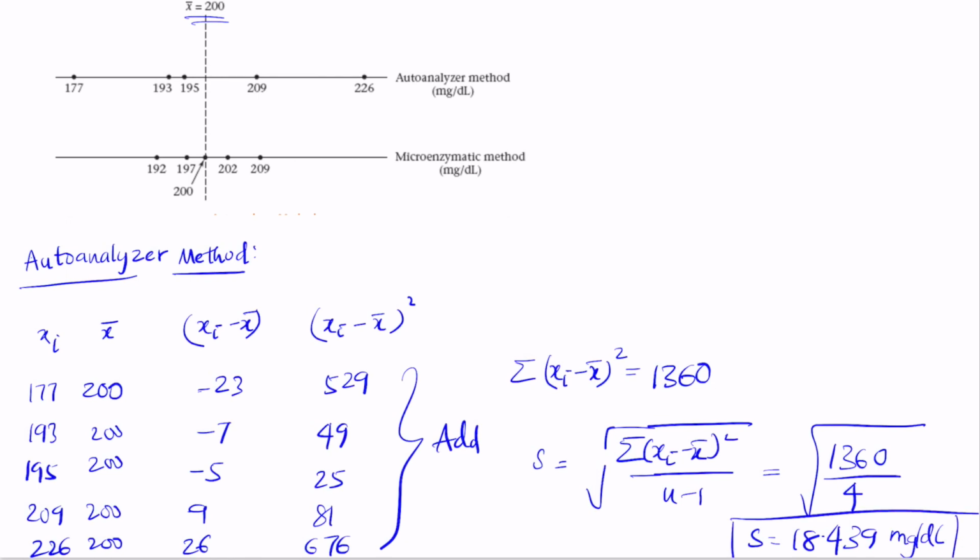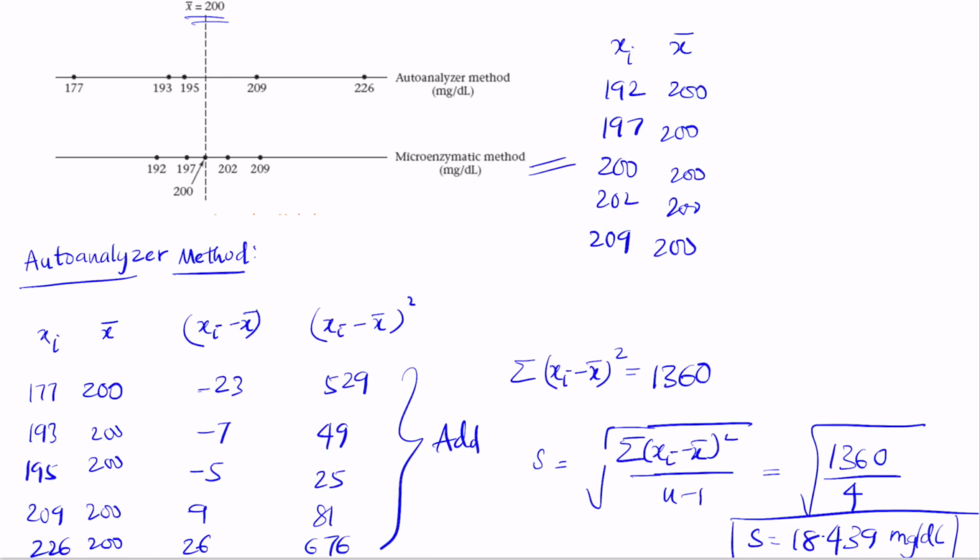So use the same method. Now try to calculate the standard deviation for the microenzymatic method. Pause the video right here and try to calculate the value for the microenzymatic method. Before that, I will write down the values. So x bar, xi. Xi is 192, 197, 200, 202, 209. x bar again is 200, 200, 200, 200, 200. So pause the video and solve this problem.